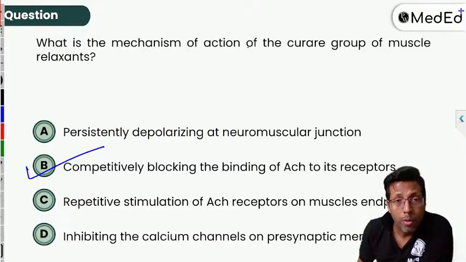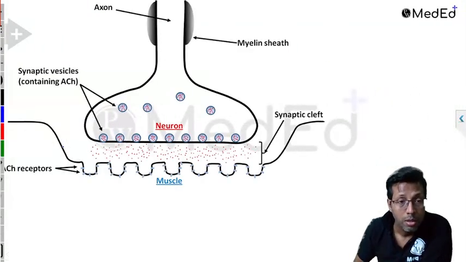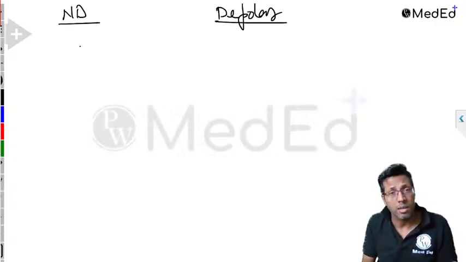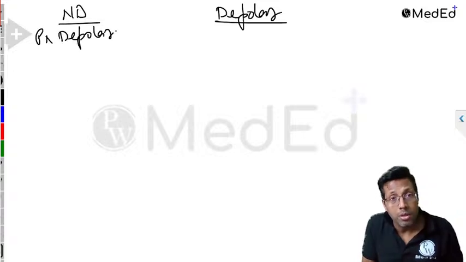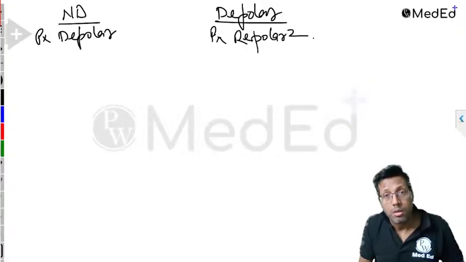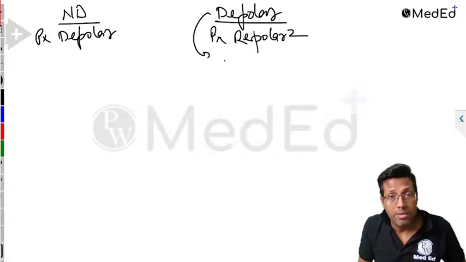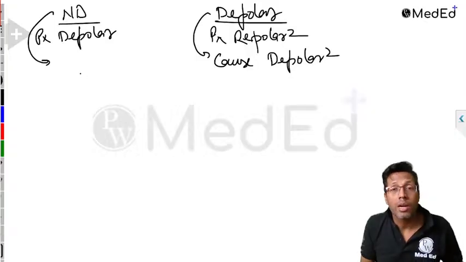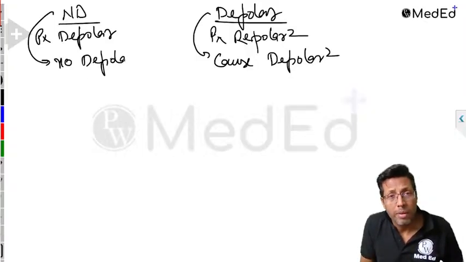So what about the action of succinylcholine? This was about the curare group. When you're discussing muscle relaxants, remember they are of two types: non-depolarizing and depolarizing. The non-depolarizing is going to prevent depolarization, and depolarizing is going to cause depolarization. Which means non-depolarizing has no depolarization. Simple, right? It's written in the name.